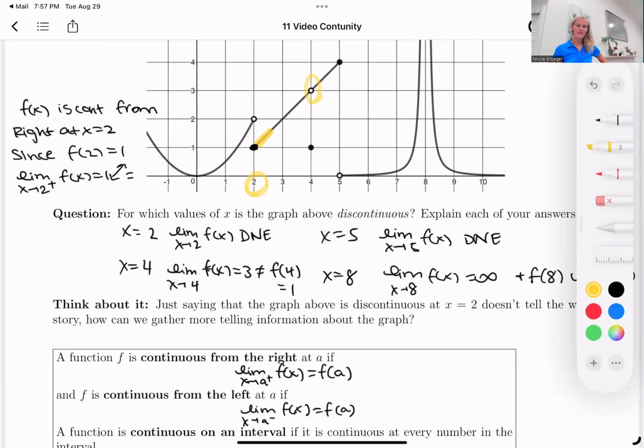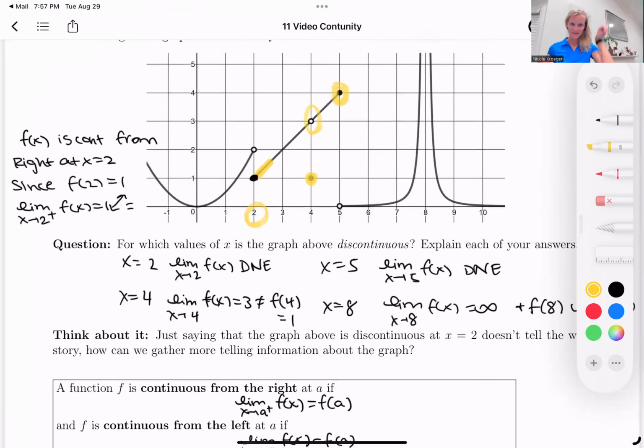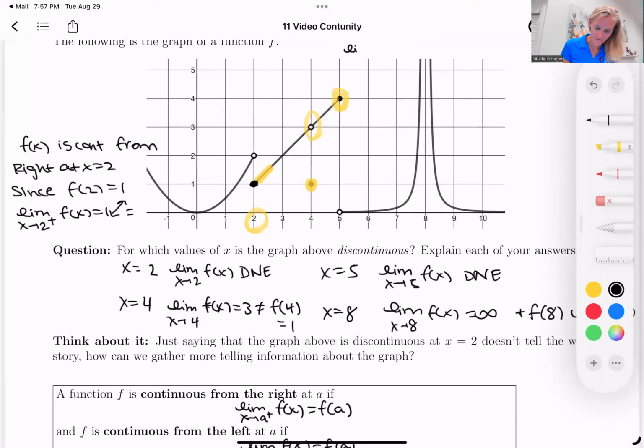At 4, this function is neither continuous from the left nor the right because the closed dot doesn't meet up with either side of the line there. At 5, this function is continuous from the left because the closed dot is on the left-hand side of 5. And so the limit as x approaches 5 from the left is 4. And f of 5 is also equal to 4 because that's our closed dot.